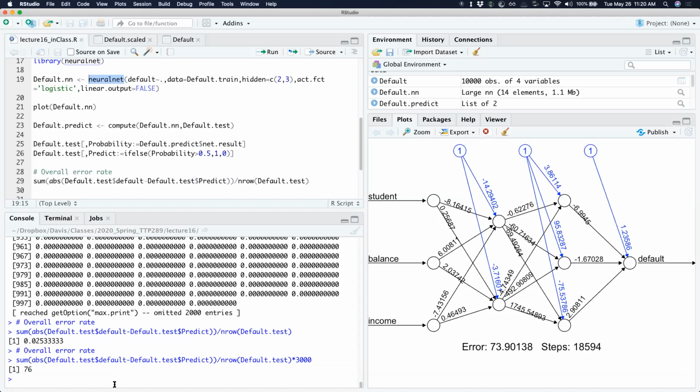May I ask a question? Yeah, go ahead. So I know you calculated this error term from the overall error rate, and then on the plot of this neural network, there's also this error at the bottom. Are they synonymous to each other? Yeah, sort of.